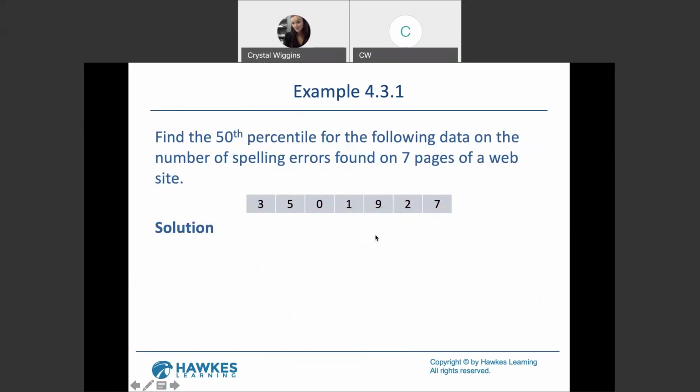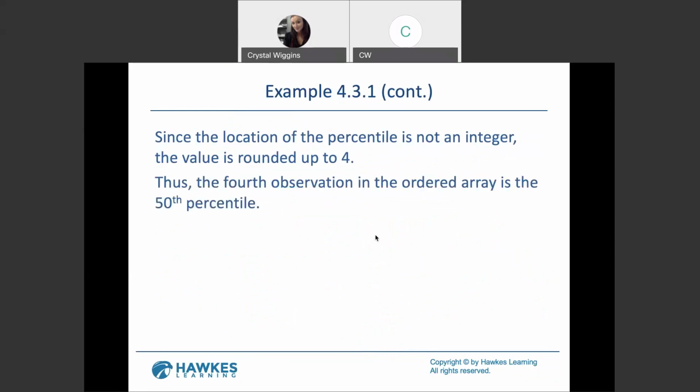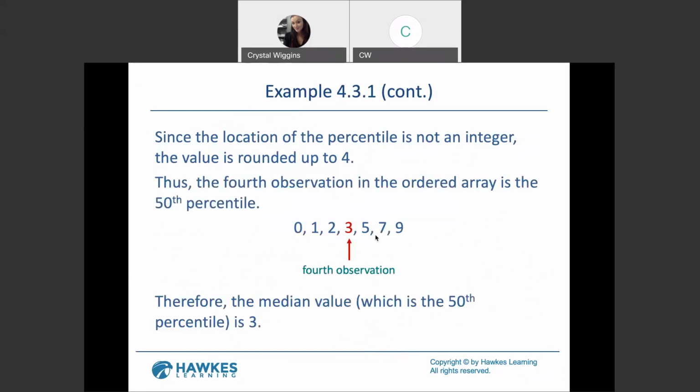Okay, the solution I still kept in there. Now, since the location of the percentile is not an integer, we rounded up to 4. We just counted the data values. Okay, we did all this part.